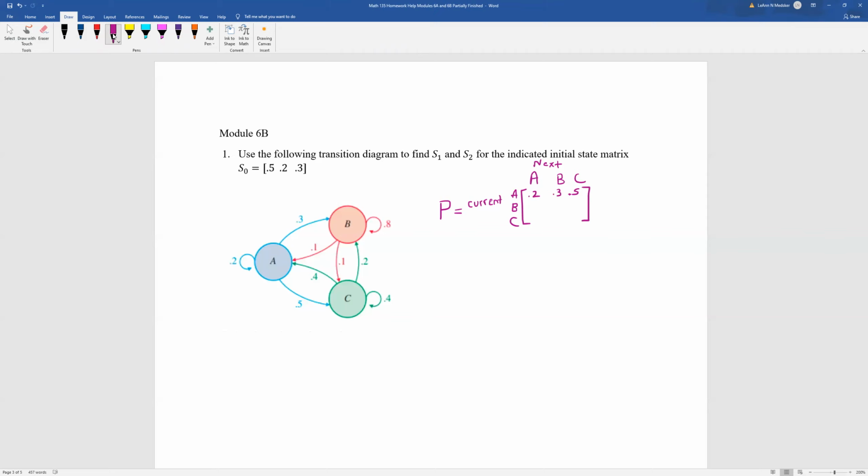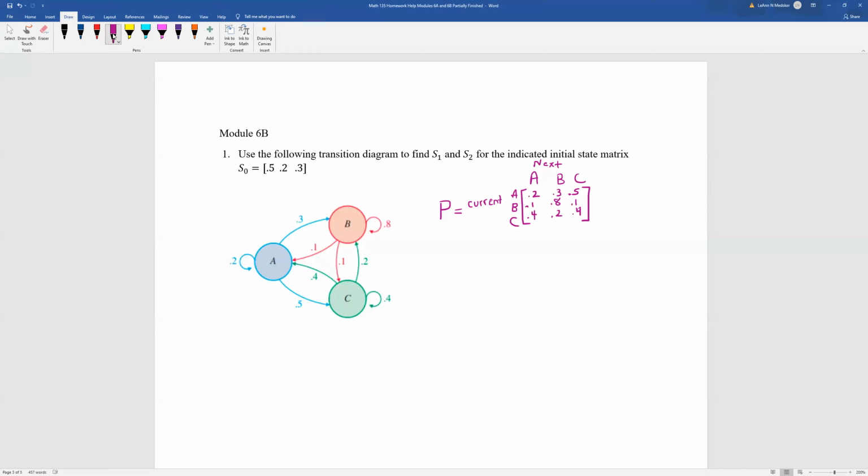And then for B, from B to A is 0.1. From B to B is 0.8. From B to C is 0.1. From C to A is 0.4. From C to B is on the green line here, so 0.2. And from C to C itself is 0.4. So this is called the transition matrix. This is the transition diagram, the picture that they gave us. Okay, this is from the properties in our book, and how you move with Markov chains from one state to the next.